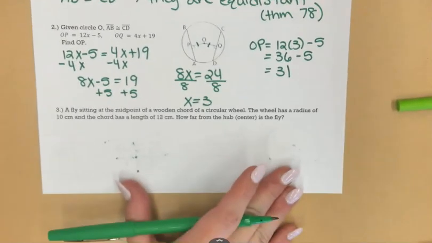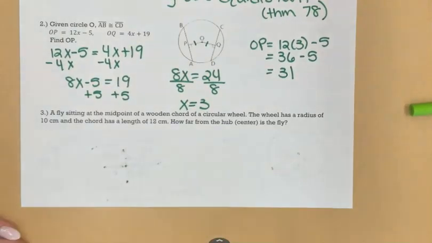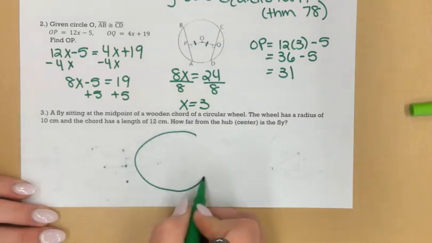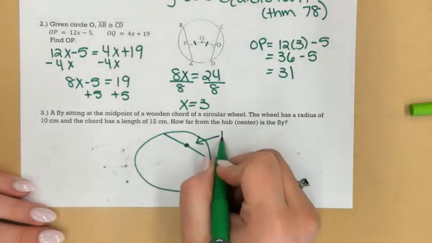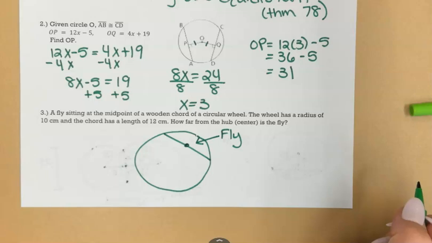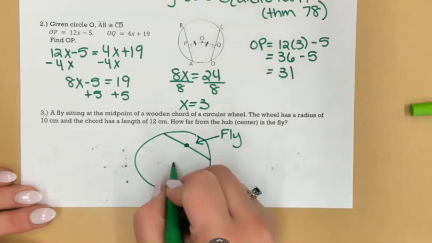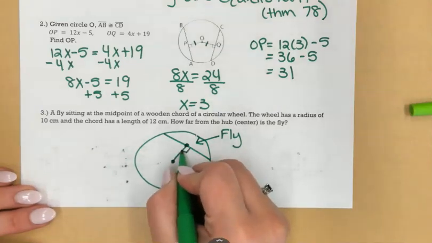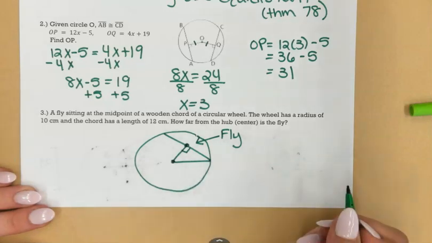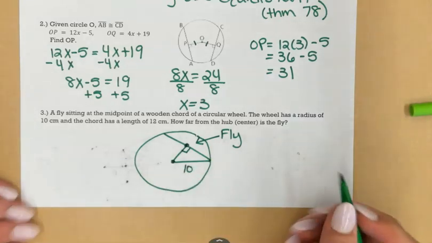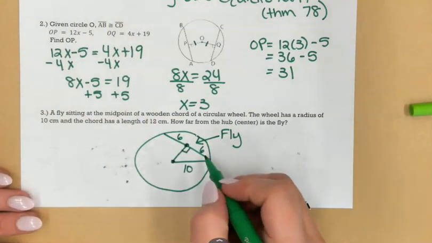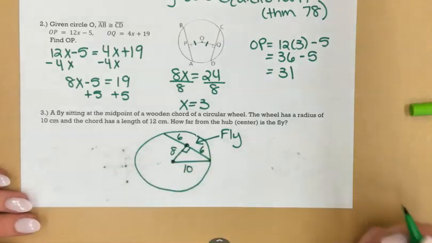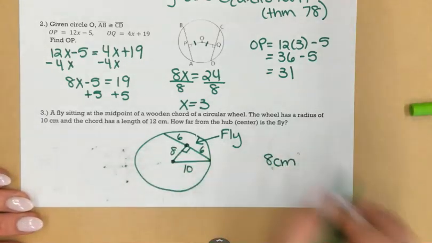Okay, last question. We've got a fly sitting at the midpoint of a wooden chord of a circular wheel. So I've got a circle with a chord on it, and the fly is in the middle. That is where my fly is. The wheel has a radius of 10 centimeters, and the chord has a length of 12. I want to know how far he is from the center. So again, that perpendicular distance, I'm going to draw my radius in here to make a right triangle, and I know that the radius is 10. If my chord was 12 long to begin with, it's now been split into 6 and 6. So this is going to be a 6, 8, 10 triangle. So the fly is 8 centimeters away from the center.